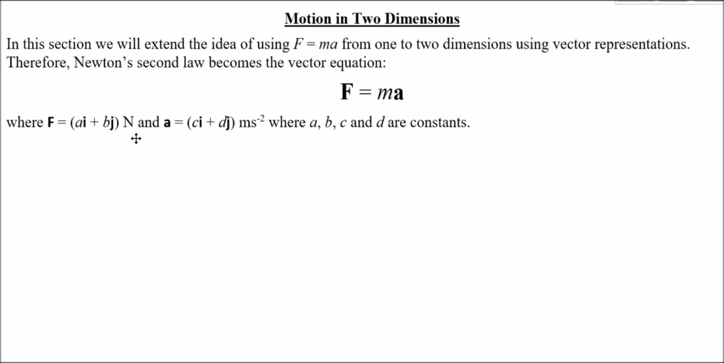And so in ij notation, we're going to say here that F is ai plus bj newtons, and a is ci plus dj meters per second squared, where a, b, c and d are constants. Let's have a look now and see if we can apply this.